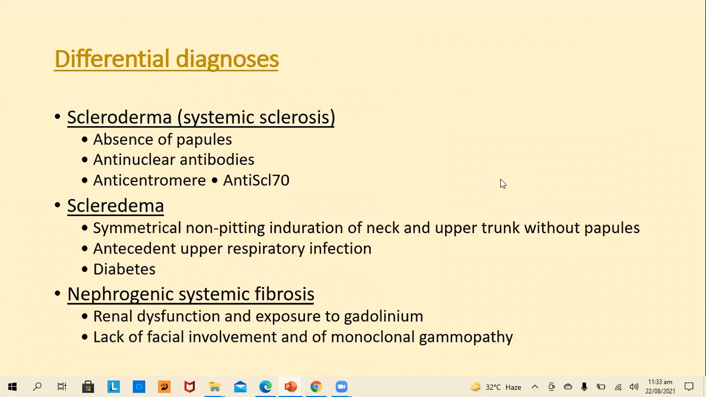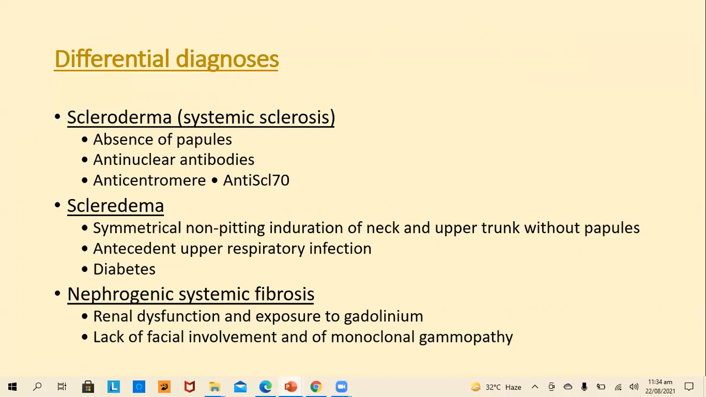Differential diagnosis. The first is scleroderma or systemic sclerosis. In systemic sclerosis, there is absence of papules, antinuclear antibodies are positive, and anti-centromere or anti-Scl-70 is positive in most of the cases. Scleredema. In scleredema, there is symmetrical non-pitting induration of neck and upper trunk without having papules. There is antecedent upper respiratory tract infection or association with diabetes.